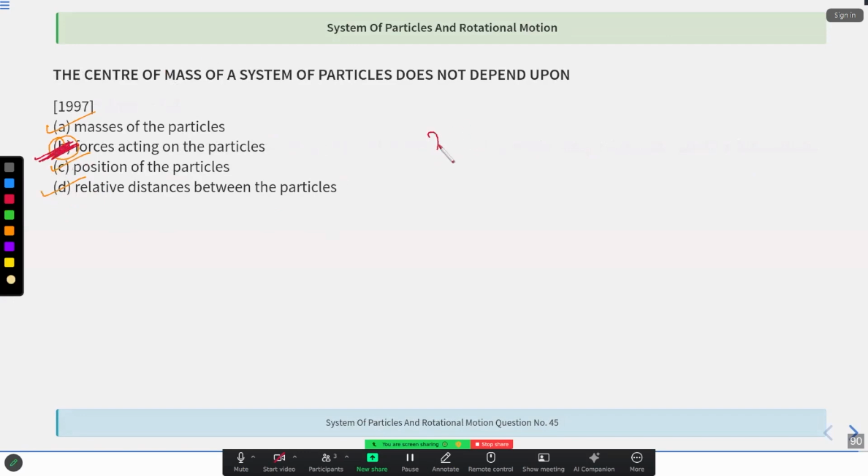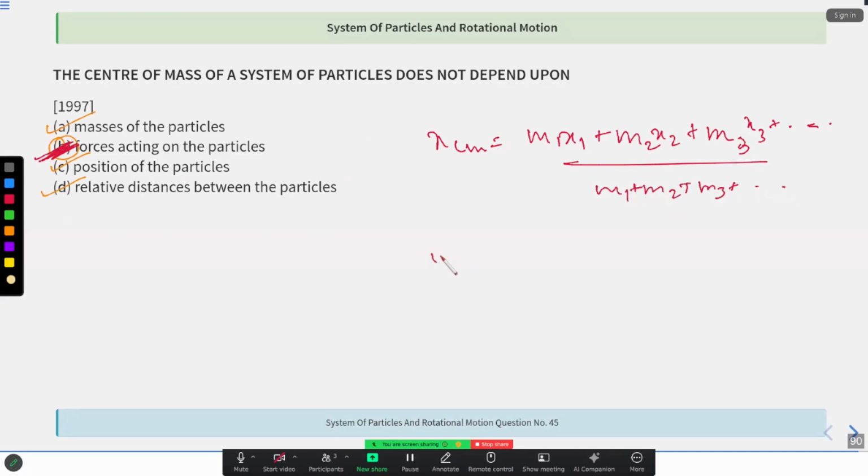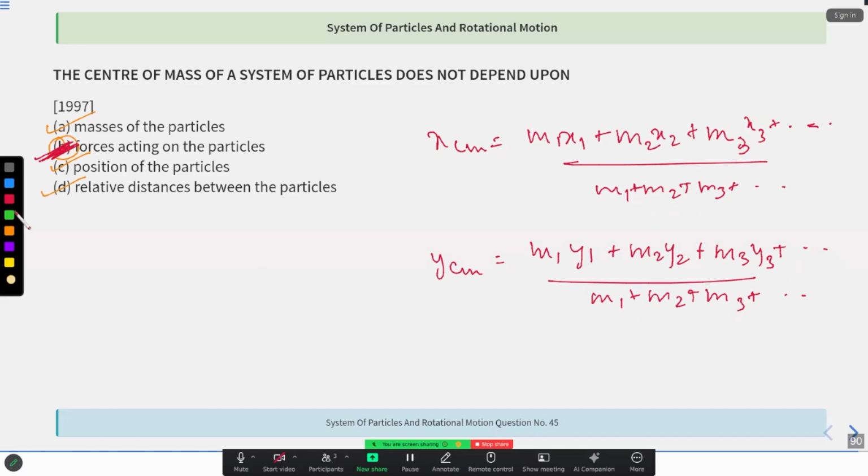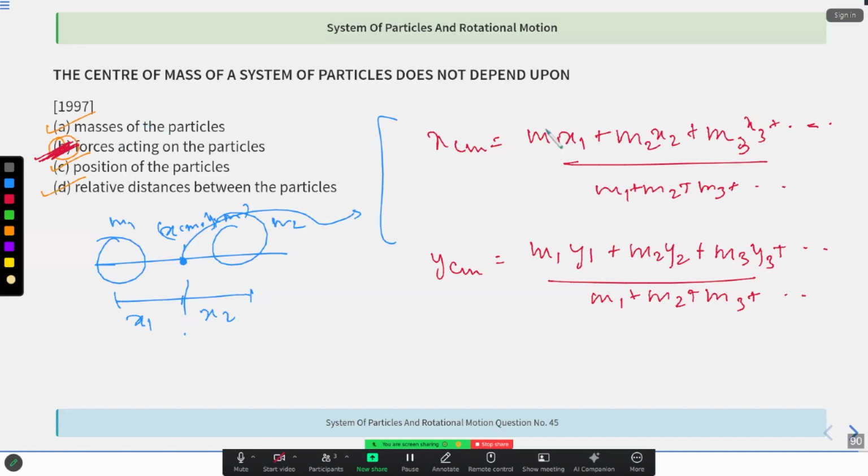Why? Because what is center of mass? XCM is equal to M1 x1 plus M2 x2 plus M3 x3 and so on, divided by M1 plus M2 plus M3 and so on. And YCM is equal to M1 y1 plus M2 y2 plus M3 y3 and so on, divided by M1 plus M2 plus M3, and this goes on. This is for a system of particles where this is my particle M1 and this is my particle M2, separated by a distance. Here is my center of mass, from x1 and x2, so the coordinates are xcm and ycm. This is the formula, so the mass of the particles is counted.